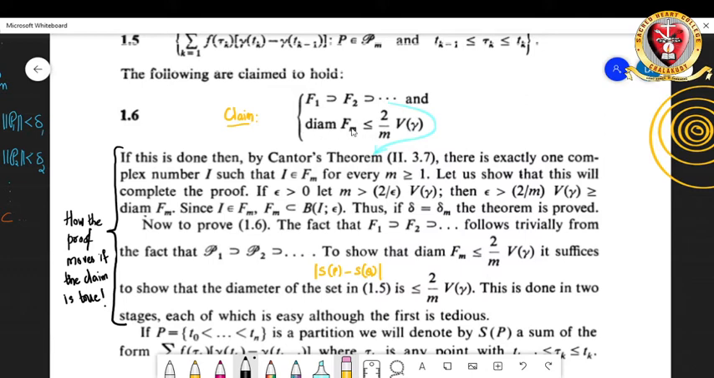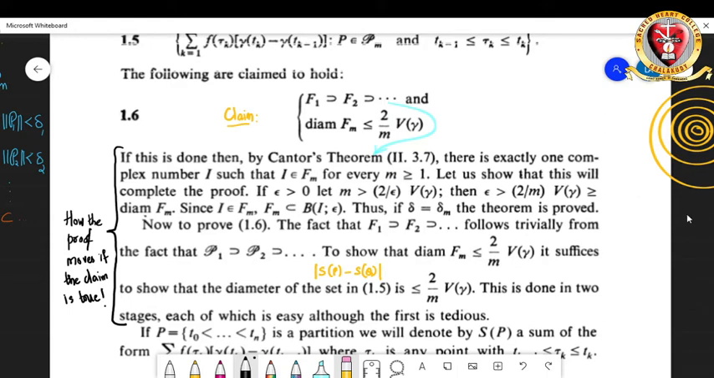That means the diameter of F2 is less than or equal to v of gamma, and then the diameter of F3 will be less than or equal to 2 by 3 v of gamma. So each of the diameters is decreasing, and they form a decreasing chain, right?